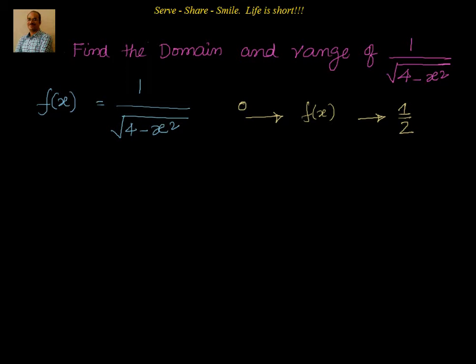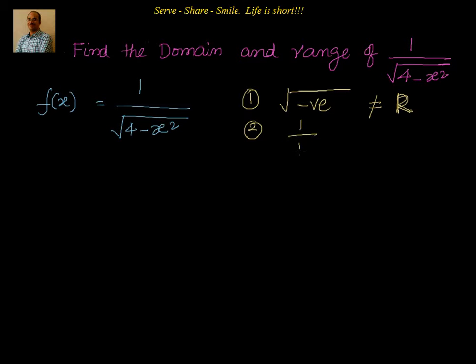Okay, now let's try to understand the domain of this particular function. We have been given that f of x equals 1 by square root of 4 minus x square. Now what are the constraints with respect to this function? There are two constraints. The first constraint is that I cannot have a negative value inside the square root. If I have a negative value inside the square root, then it does not belong to real numbers, they are complex numbers.